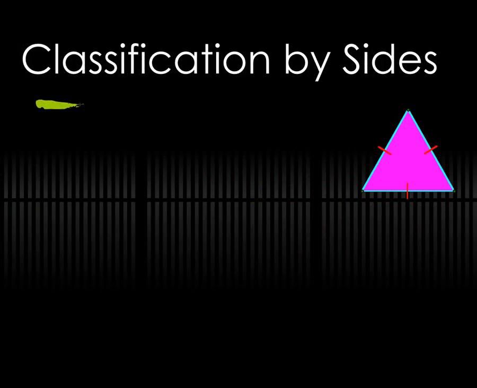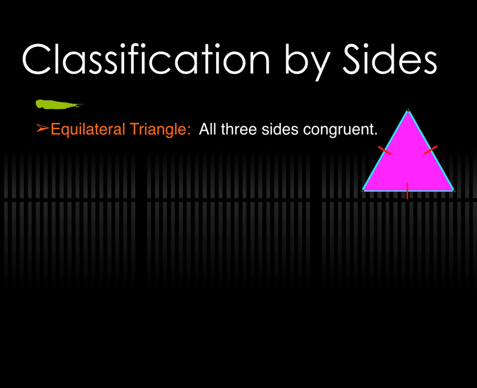We're going to classify triangles in 2 different ways, by sides and by angles. So first of all, we've got that first purple triangle. What kind of triangle is that, Bob? Equilateral. Equa meaning equal, and lateral meaning sides. Like a lateral in football, if you throw it to the side. All 3 sides are congruent.